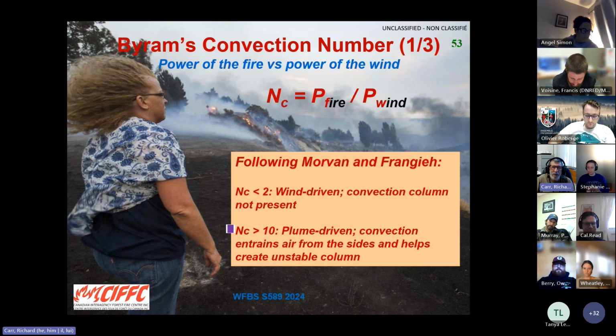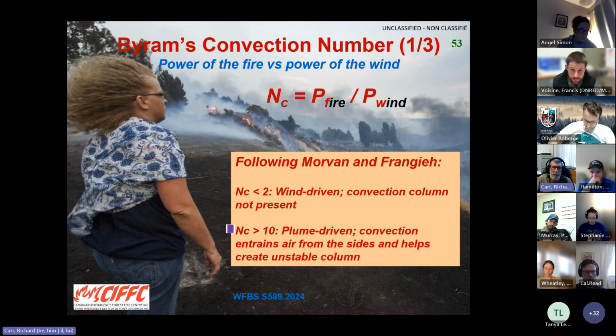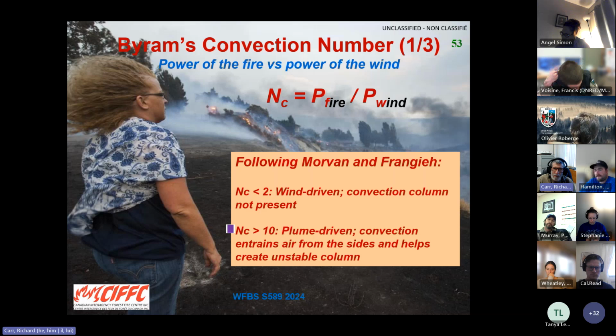So N_C, Byram's convection number, less than 2, is a wind-driven fire, with no convection column really present. If you get up to 10 or higher, then you've probably got a plume-driven fire, and you get that convection entraining air from the sides. That helps create a bit of instability in that column. So once again, similar to the extended Haines index, you get numbers up around that 9 or 10, and once again, it probably indicates fairly severe fire behavior could be present.